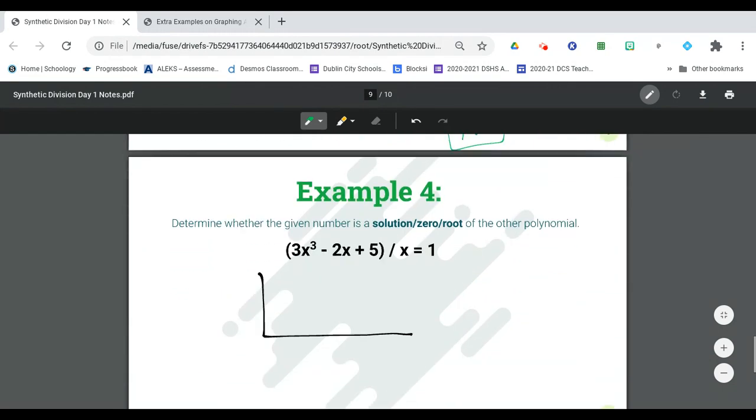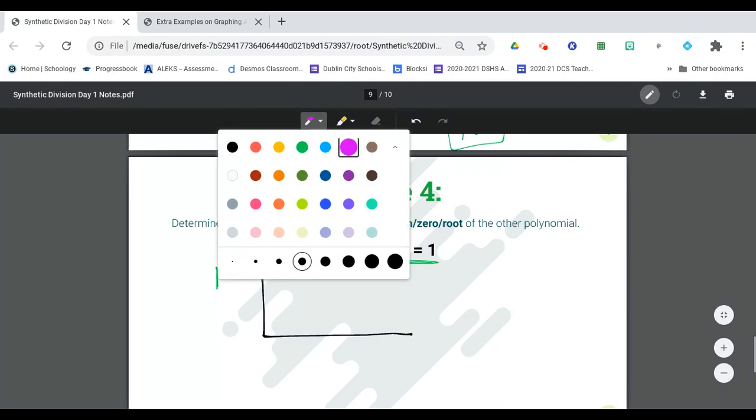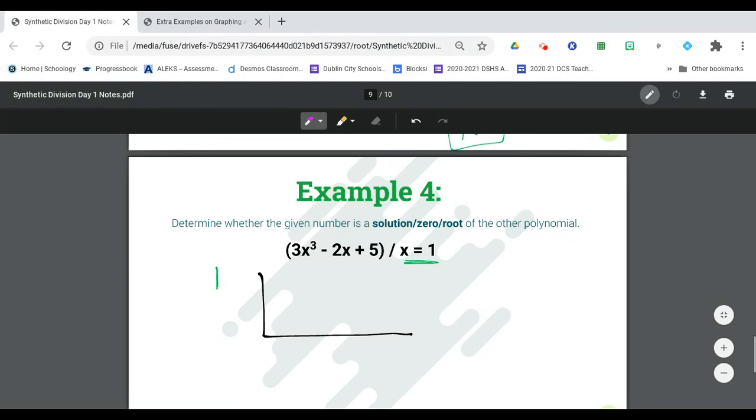Last example here, you should notice something slightly different about this example. Notice I don't give you the factor, instead I give you the 0. Okay, so we don't have to worry about setting it equal to 0 and finding the number. I'm given the number I want to divide out, so I want to divide out 1. That's my 0. Now, one thing to remember here, I'm missing a term. I have a 3 for the x cubed. I don't have an x squared, so I'm going to put in a 0 as a placeholder for x squared. Negative 2 for x, and 5 for my constant.